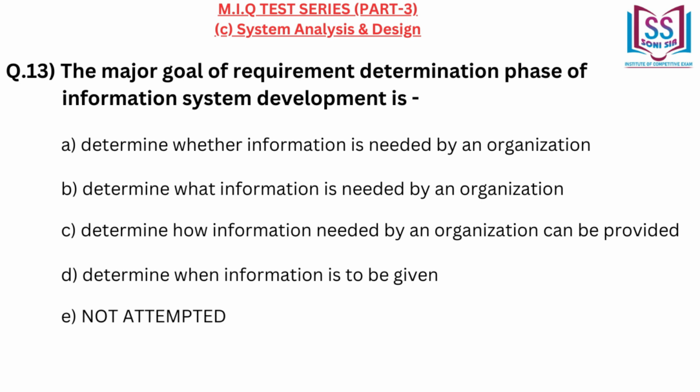The major goal of requirement determination phase of information system development is A. Determine whether information is needed by an organization. B. Determine what information is needed by an organization. C. Determine how information needed by an organization can be provided. D. Determine when information is to be given.